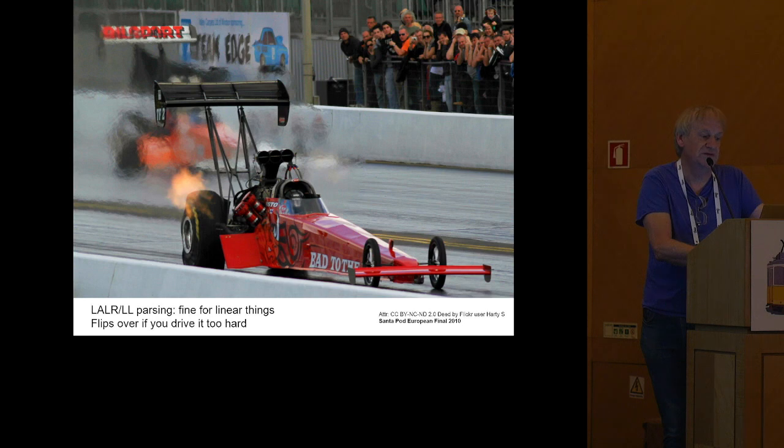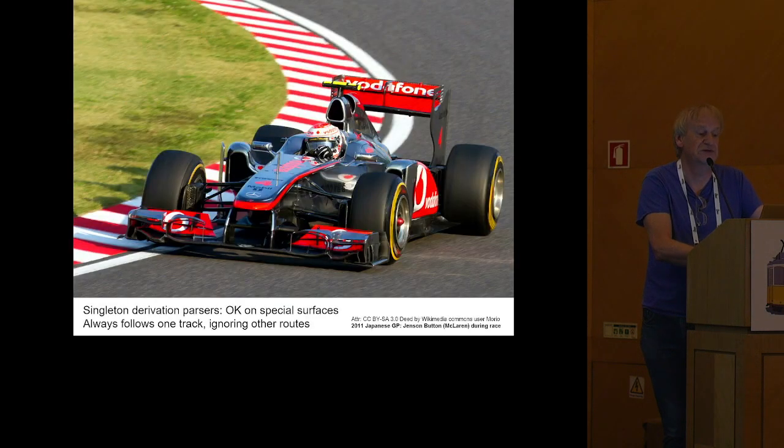There are a welter of alternative technologies out there now, by which I include things like PEGs and extensions of various kinds to near deterministic algorithms, which are also fantastic, but are characterized by only returning a single derivation. And my metaphor for that is a Formula One car, which is very fast, but it needs to go on a special surface, and it's always going to take one route. And if there's another way across the track, it's not going to take it. In fact, it's not even going to tell you that those other routes exist.